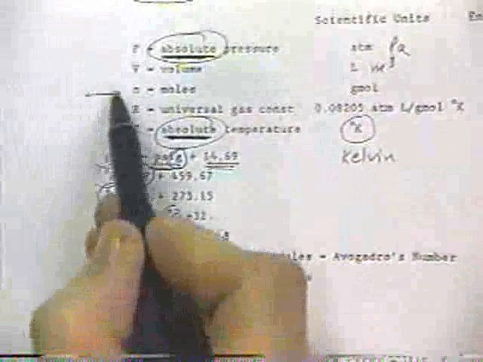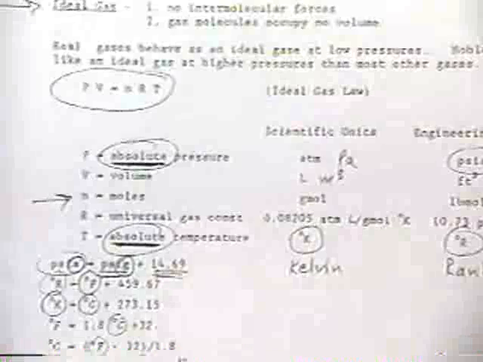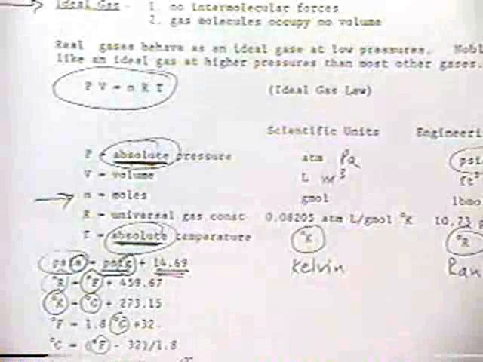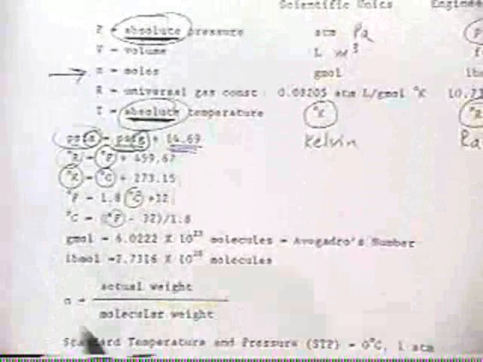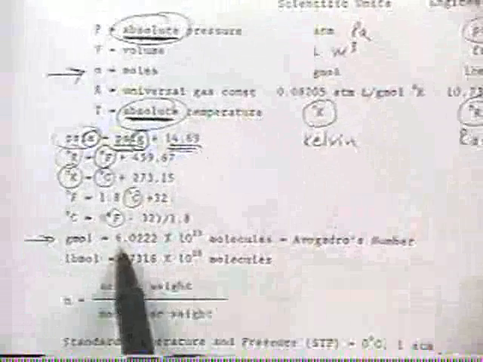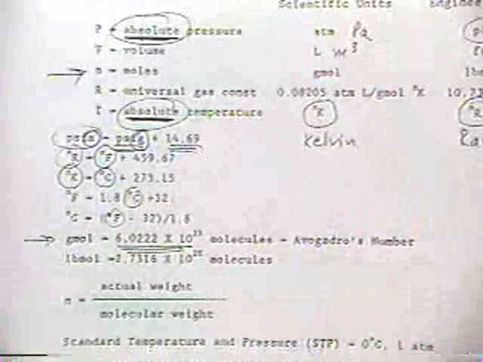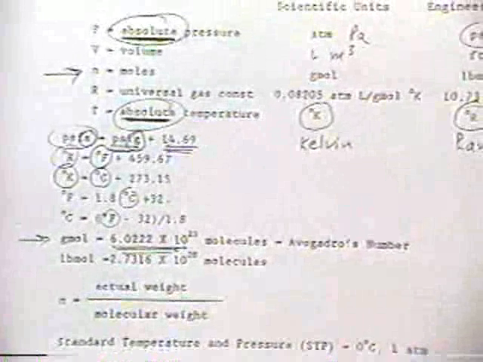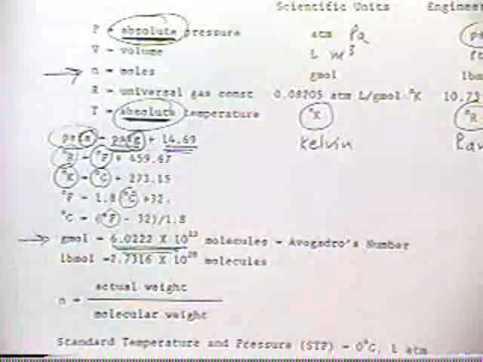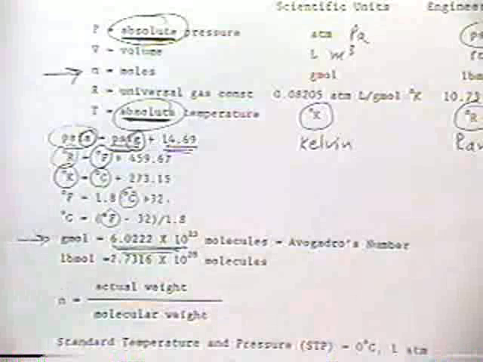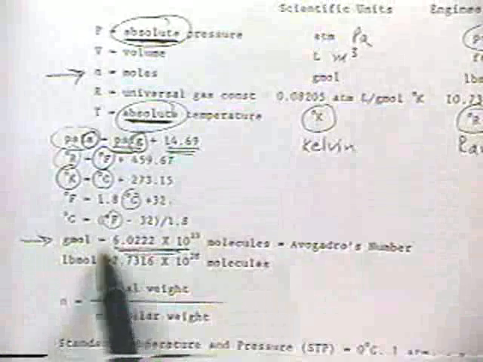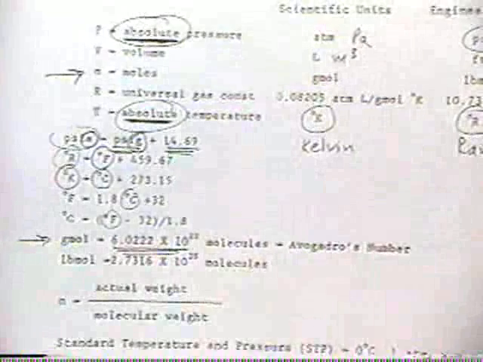Now let's get back to this idea of moles. And I would say if there's one concept that students tend to get confused about in chemistry, it's moles. By definition, a gram mole is equal to this number right here, 6.022 times 10 to the 23. If you're comfortable with the concept of a dozen or a gross, you should be comfortable with the concept of a mole because it's just a fancy word for that number.